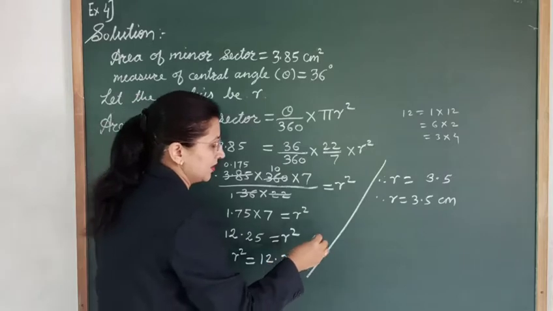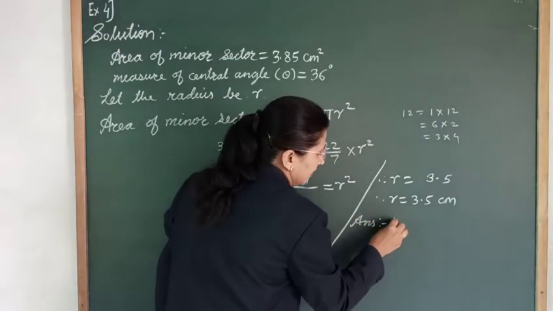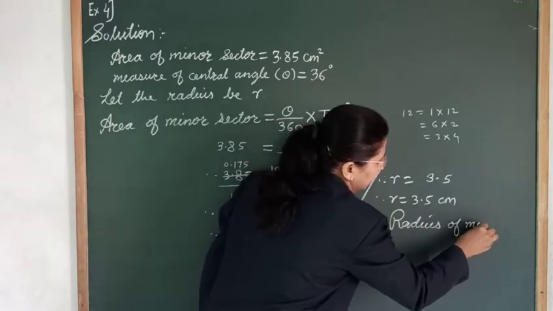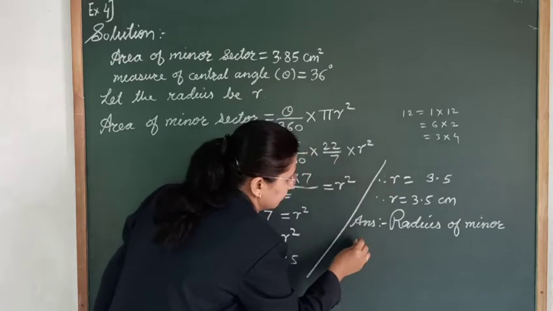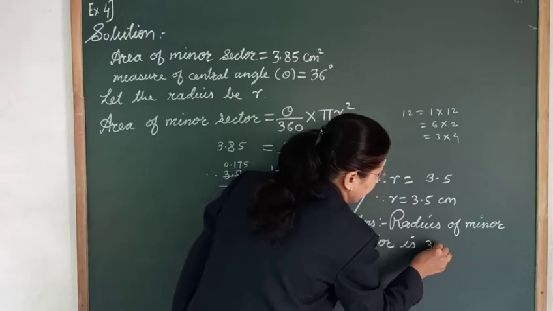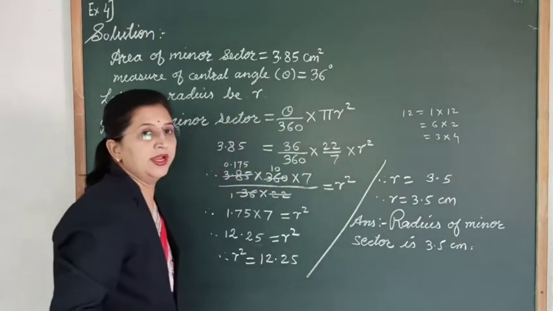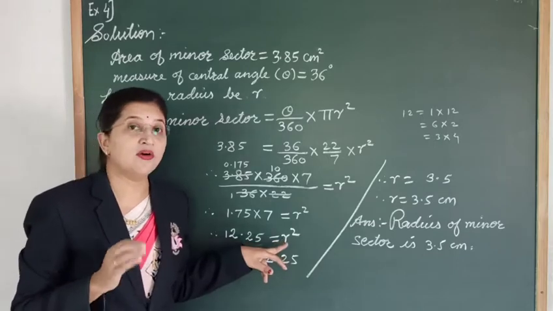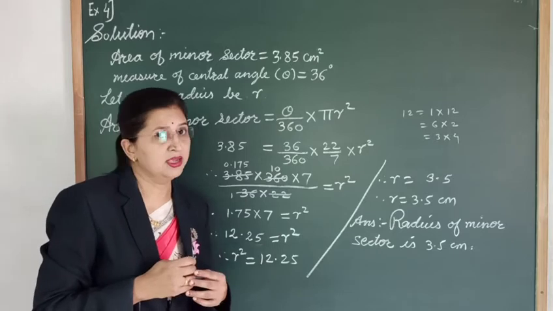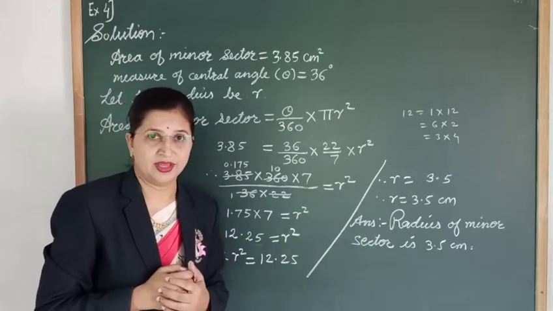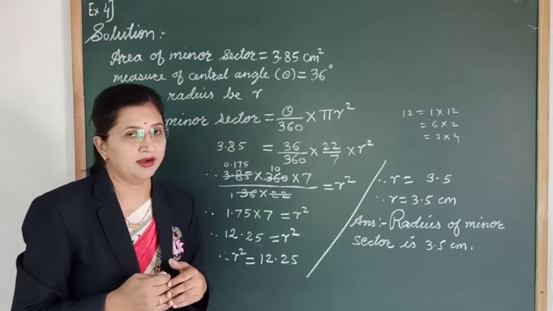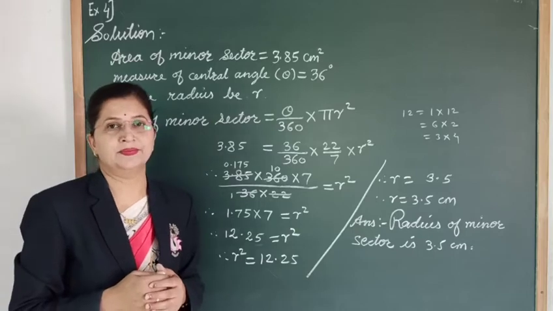Okay. So write down our last answer. Therefore, radius of minor sector is 3.5 centimeter. Okay. Dear student, here we are finding the value of r square. So here we should get our answer in a perfect square number so that we can easily find the square root. Okay. So in this way, from the area of the sector we can find the value of r. Okay. I hope it's clear to you.